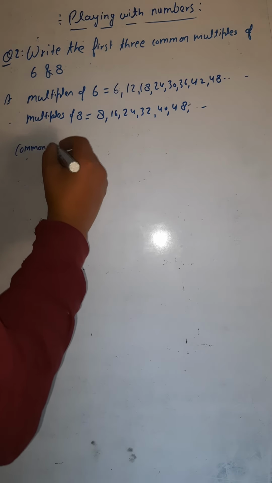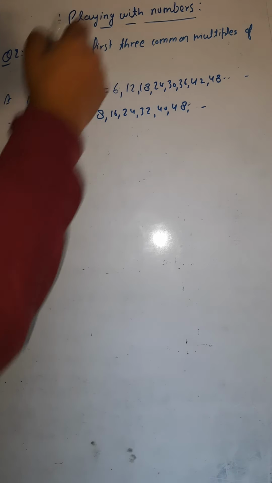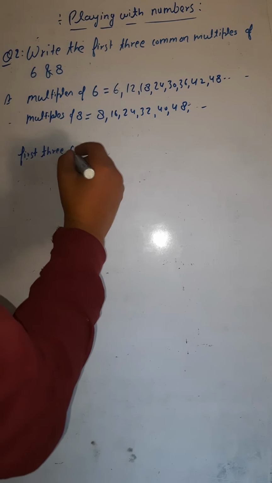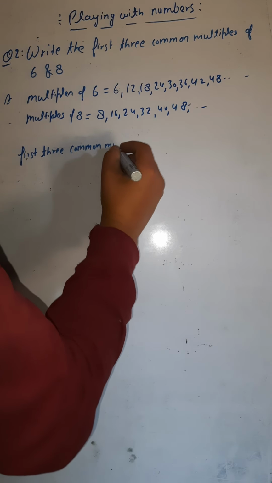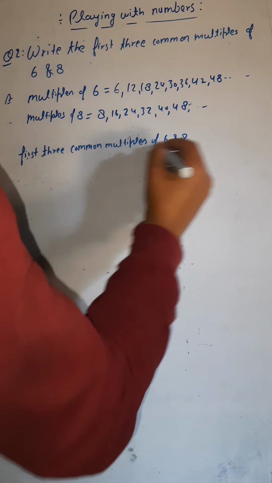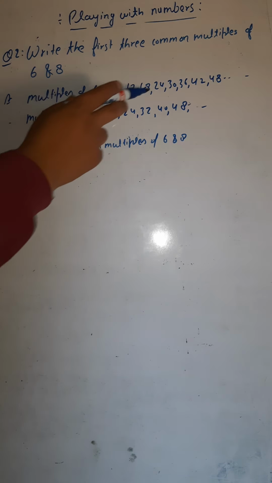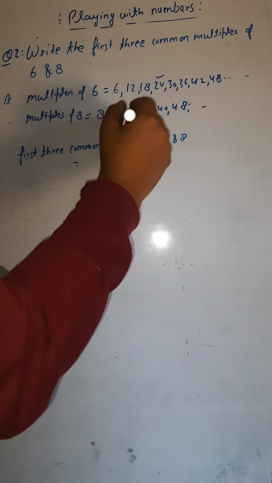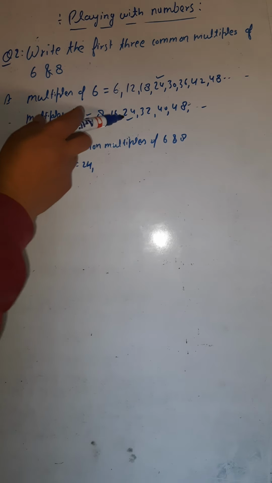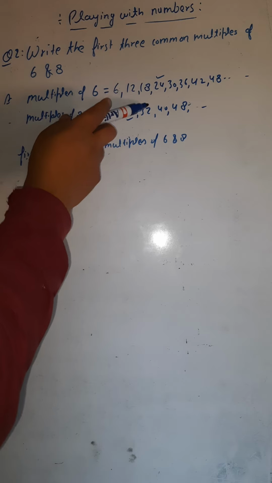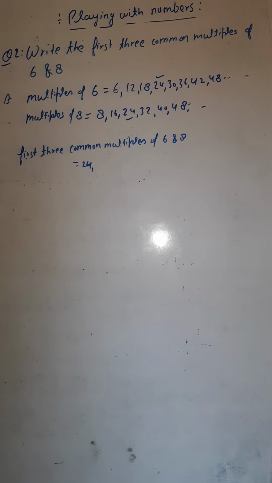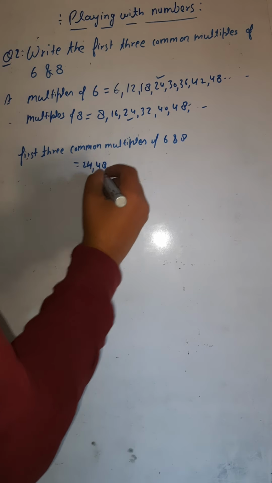I would write first 3 common multiples of 6 and 8 would be, first one is 24 here also, 24 here also. So first is 24. Second, then after 24, what is the next then? I think it is 48, 48. Here also, there also. One more we have to find out.